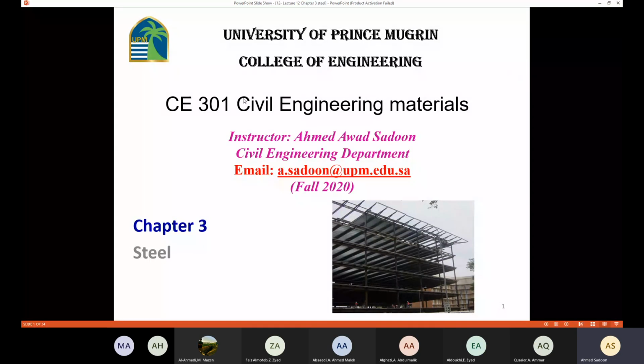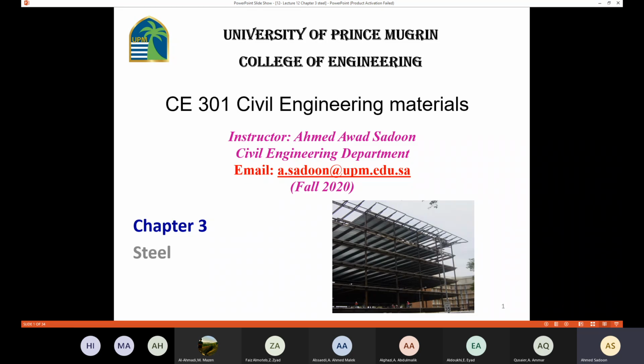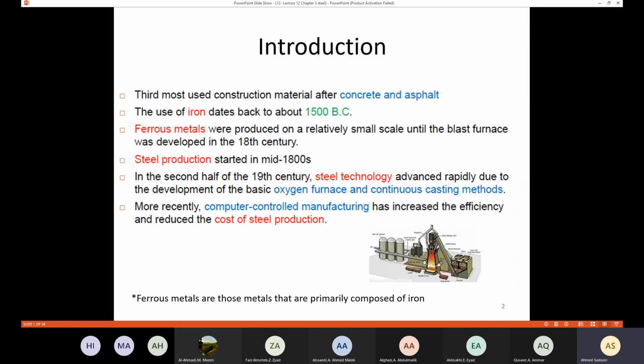In today's lecture, we are going to talk about steel in chapter 3. Steel is one of the important construction materials that we are using in civil engineering. So today we are going to talk about steel, how the steel is going to be manufactured, and how we are going to use the steel.